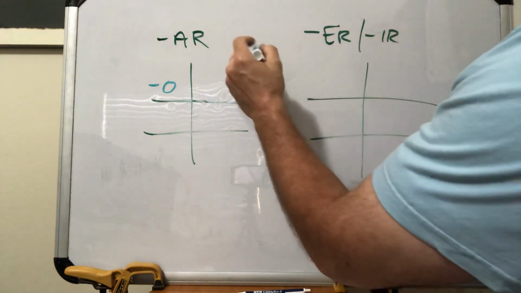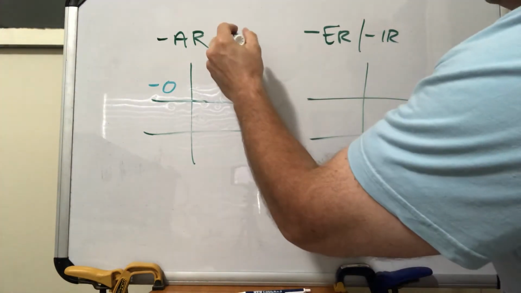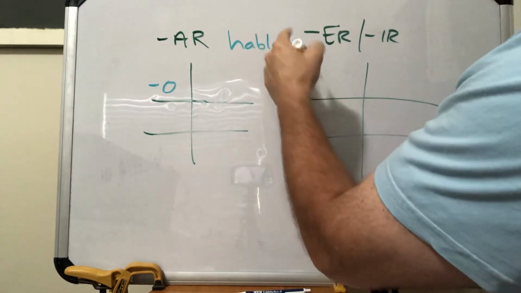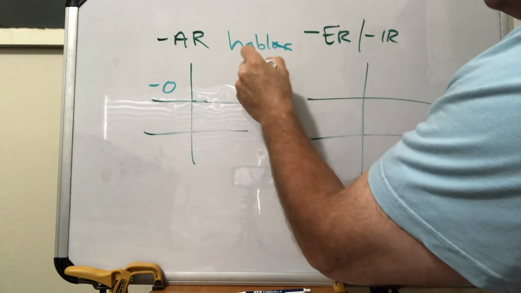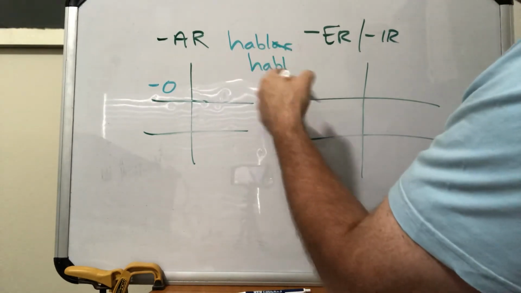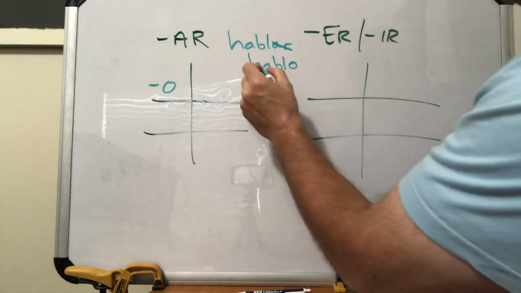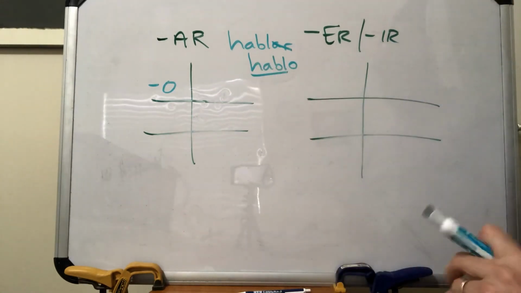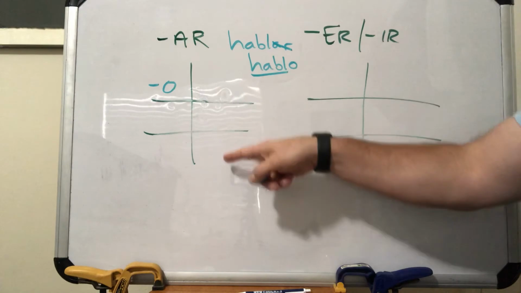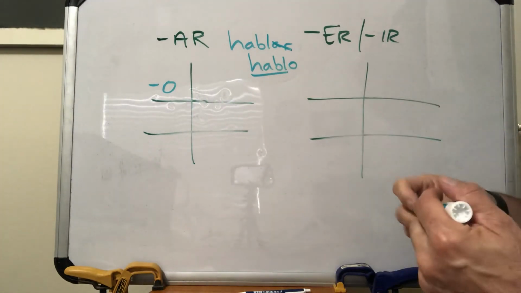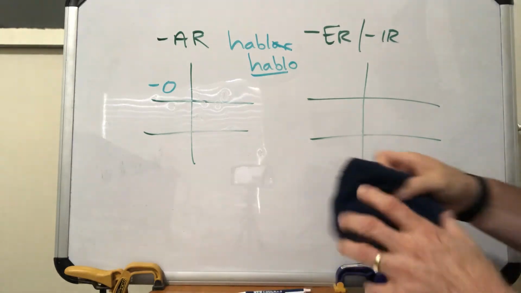Okay? So let's say we have the verb to talk, which is hablar. If I take off my two-letter ending, I have habl- as my stem. And if I want to say I talk, I just add an O to it. Okay, so this stem here, habl-, that's going to be common for every single form. And then the endings will just change because we change the endings depending on who it is.